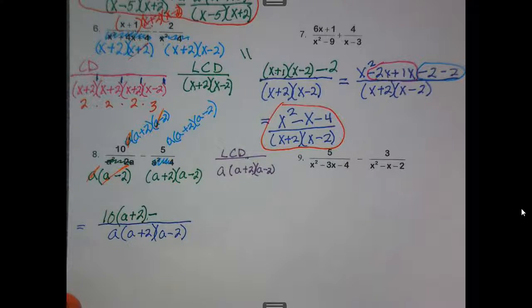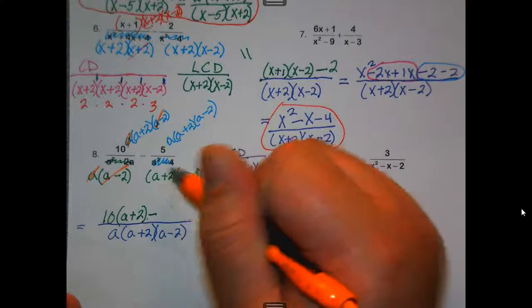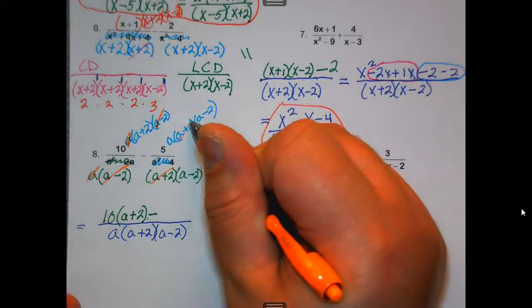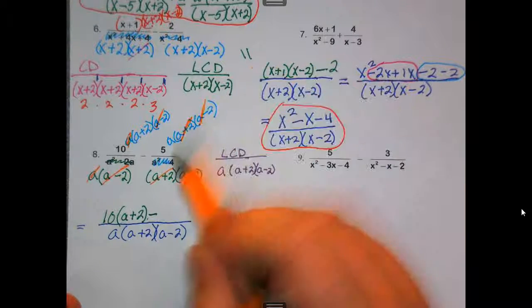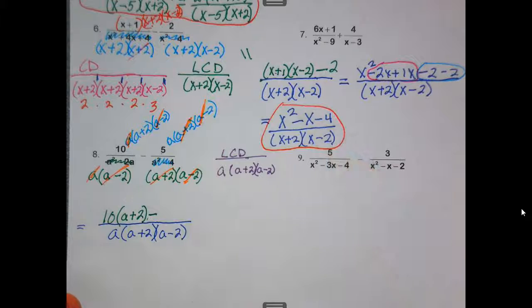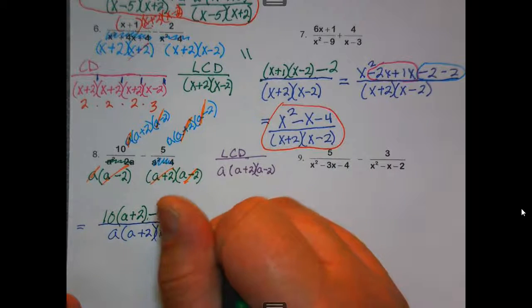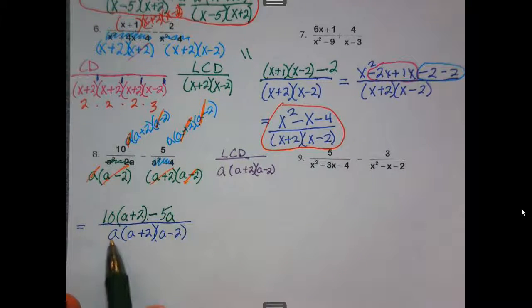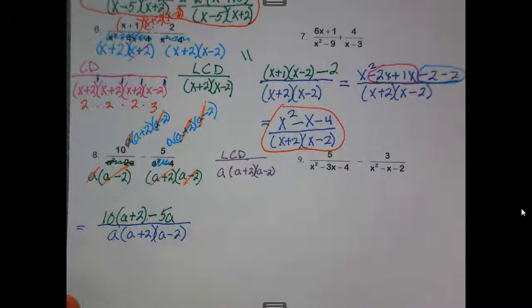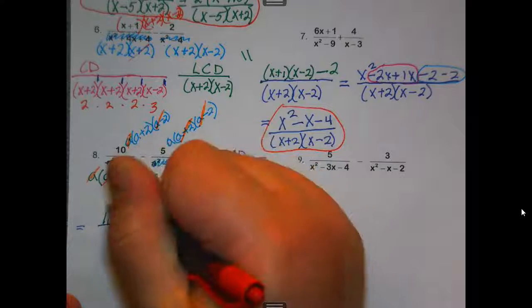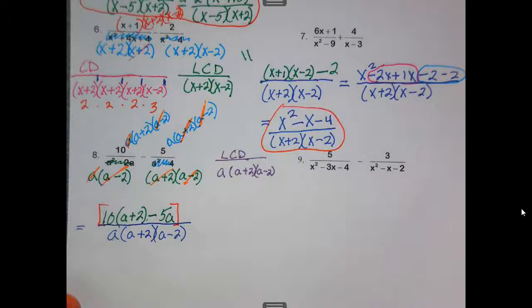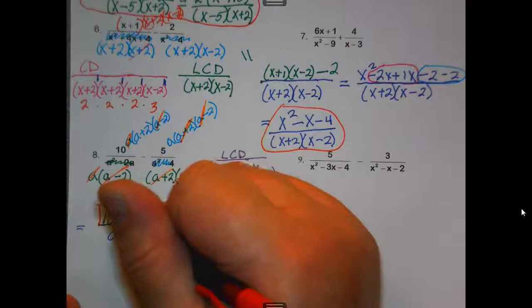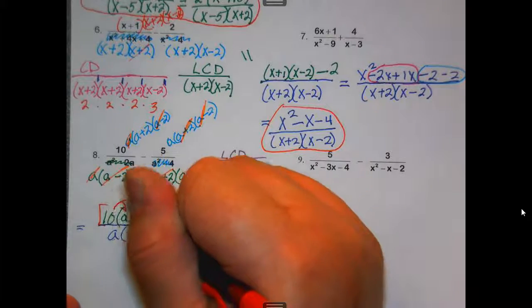the next one. Let's see, A plus 2, A plus 2, A minus 2, A minus 2. So I have 5 times A, or 5A. Now again, don't cancel out here yet because these are locked in, right? Okay, so now we have to distribute and simplify the numerator.